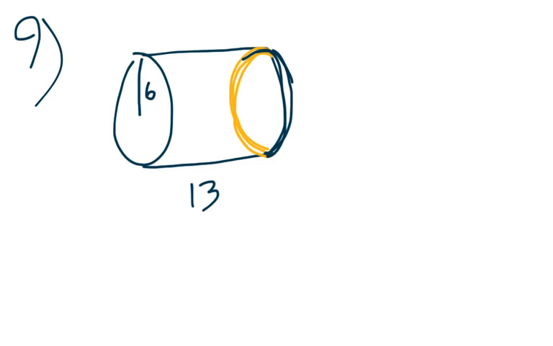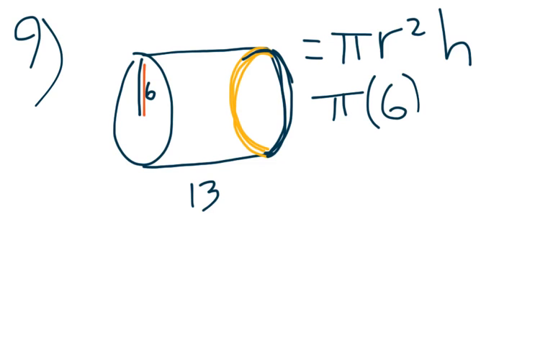Number 9, we have another cylinder. It's just on its side now. So remember, we want to find pi r squared h. So over here we have a radius of 6. So instead of r, we're going to plug in 6. And instead of height, we are going to put in 13. So I know 13 looks like the length and not the height, but imagine that this cylinder were standing on the circle instead of lying on its side.